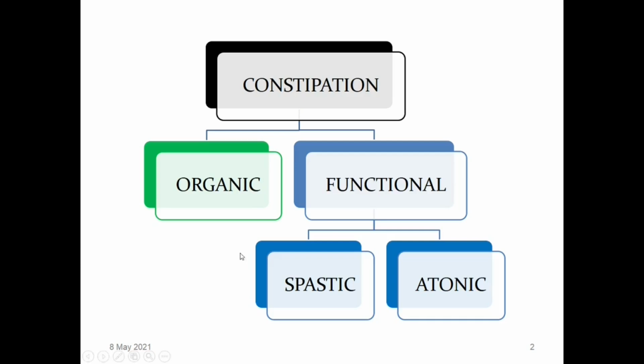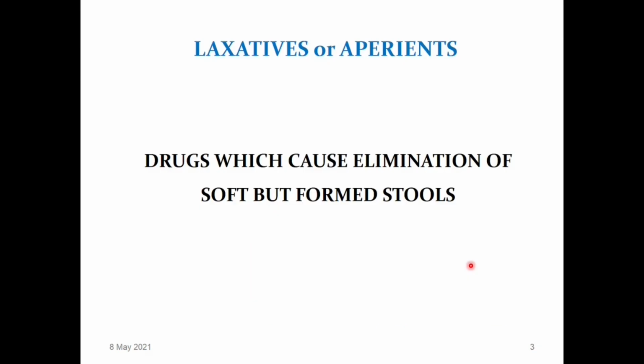Another one is atonic. Atonic means the contraction is so much less that it is not able to do proper evacuation. This is known as atonic constipation. Now, for relieving constipation, first of all, obviously we have to treat the cause. But apart from this, sometimes when the cause is not definite, we have to treat the patient symptomatically.